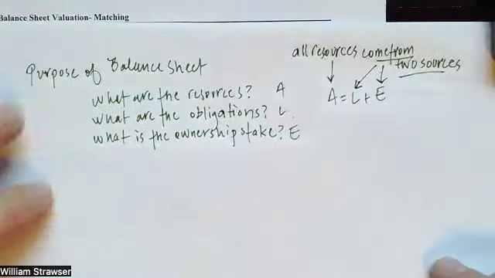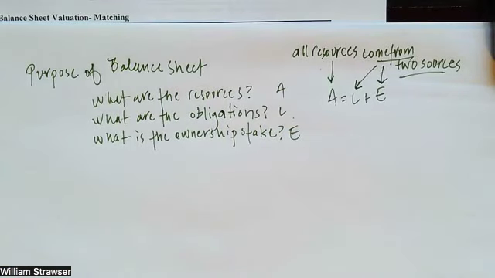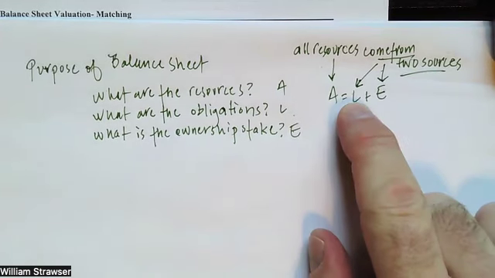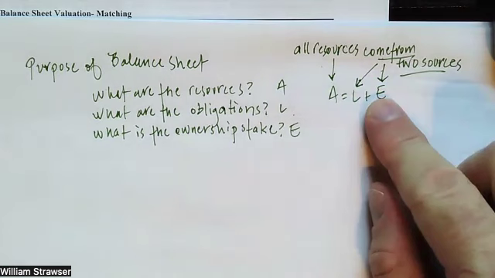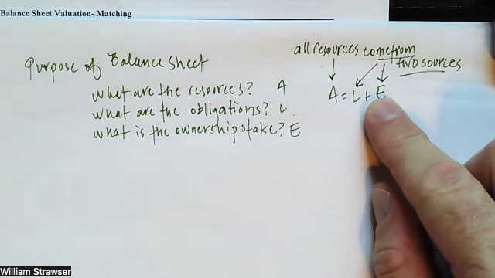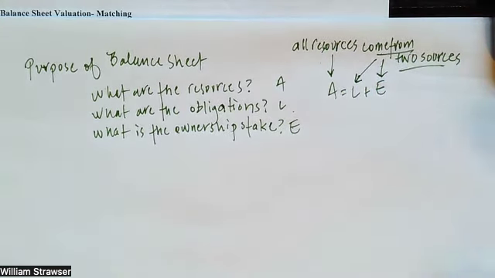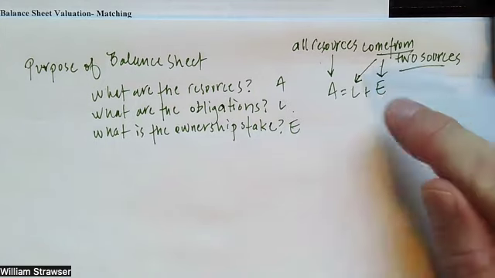So if you think of any type of flow into the company, it has to come from one of those two places. Well, the company has cash. Where did the cash come from? Did they borrow it from a bank? That would be a liability. Did I, as the owner, put my own money into the company? Well, that's equity, right?